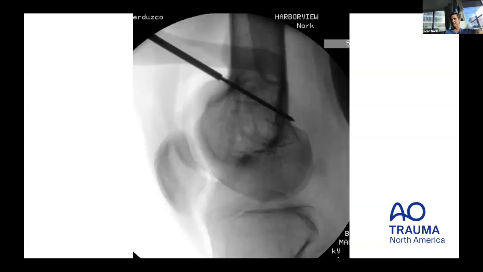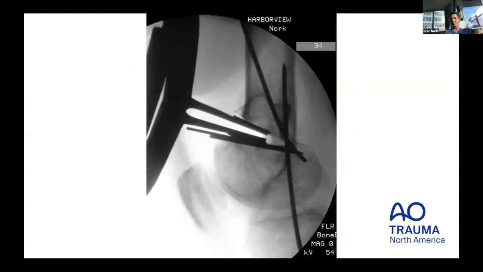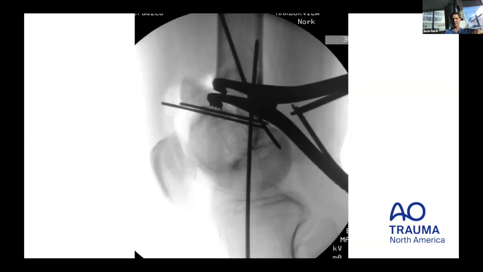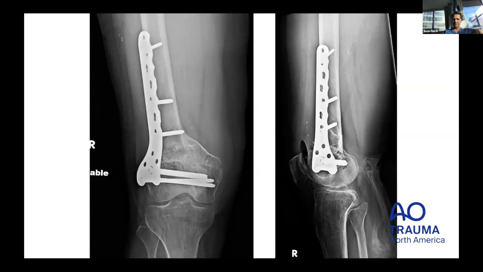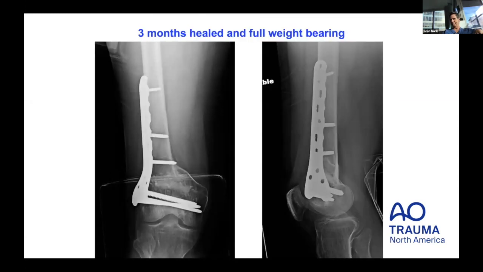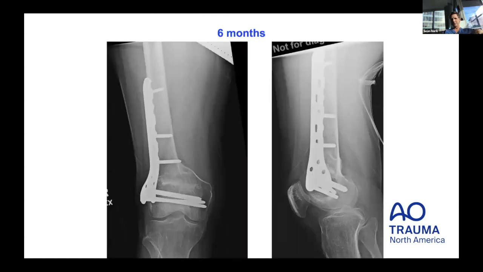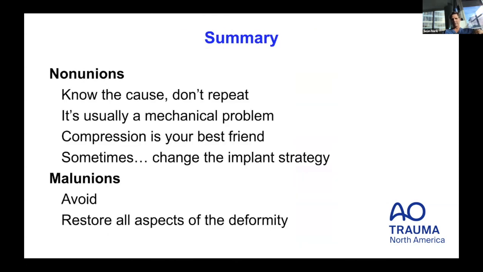So same principles in the metaphyseal region of the distal femur, an anterior opening wedge osteotomy, placement of a femoral head allograft, placement of a plate, let him fully weight bear. That's him at 3 months, healed, continues to remodel at 6 months.